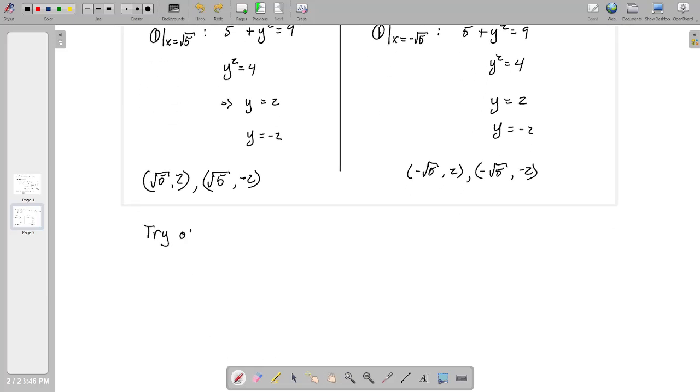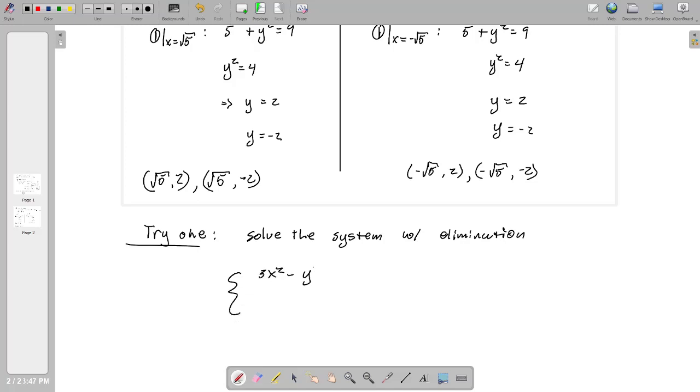Try one on the accompanying worksheet. Solve the system with elimination. 3x squared minus y squared is equal to 11. x squared plus 4y squared is equal to 8.